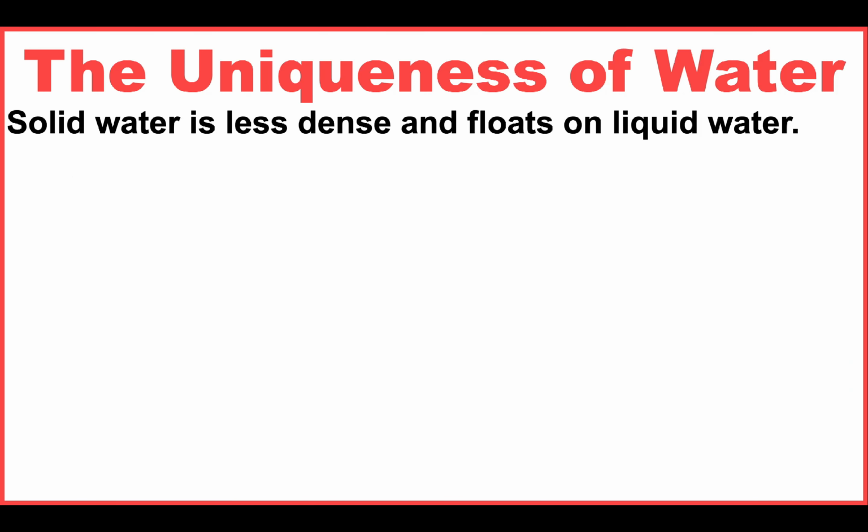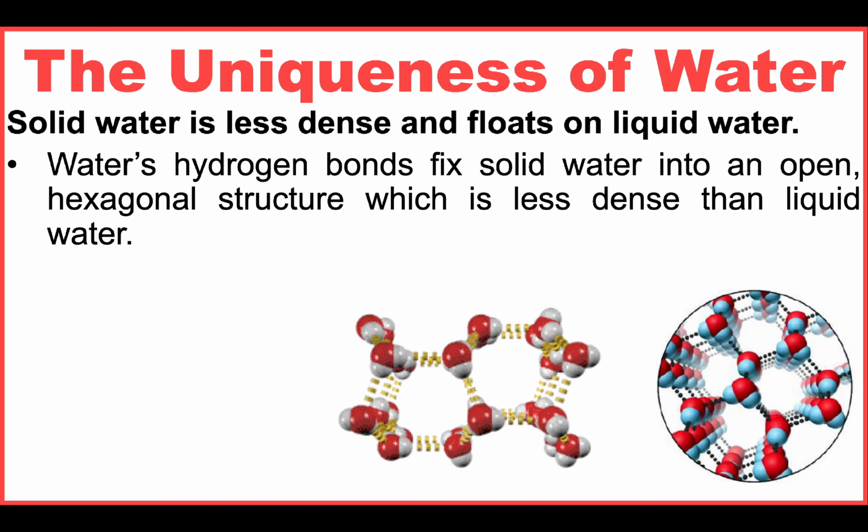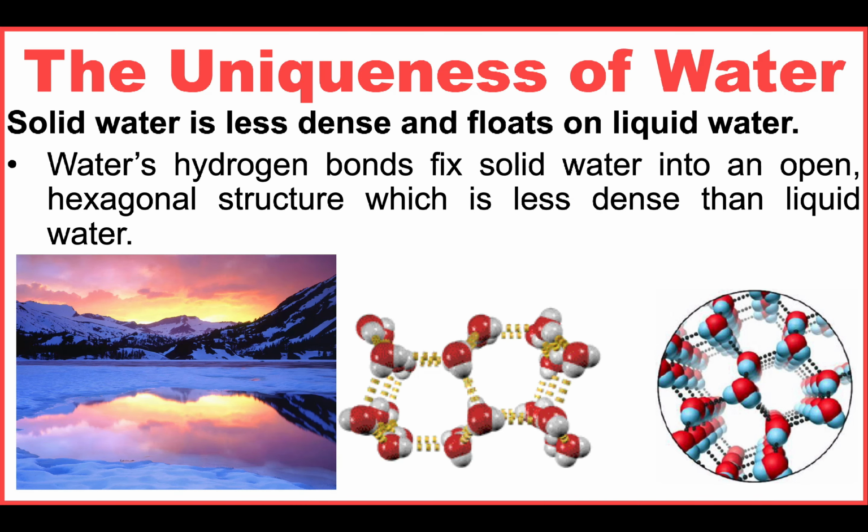Next, solid water is less dense and floats on liquid water. Unlike all other liquids, the molecules in solid water are actually farther apart than they are in liquid. Water's hydrogen bonds fix solid water in an open hexagonal structure like this, which is less dense than liquid water. Hence, ice floats on water. When a lake freezes, the layer of ice that forms at the top of the lake insulates the water below it, often preventing it from freezing solid.